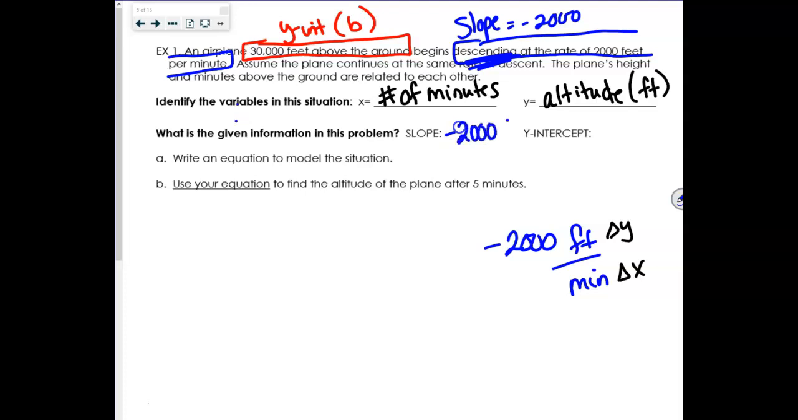Negative 2,000 feet per minute. Notice I'm labeling our slope. And the y-intercept was 30,000. And then label it, please, feet. All right, we're ready to write the equation. I'm going to write it down here, though.